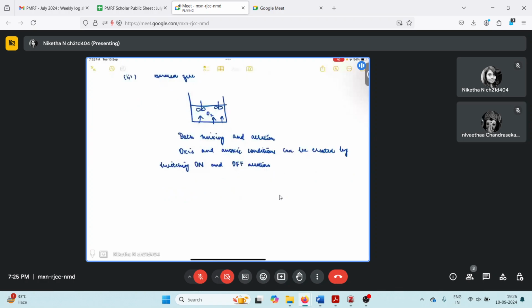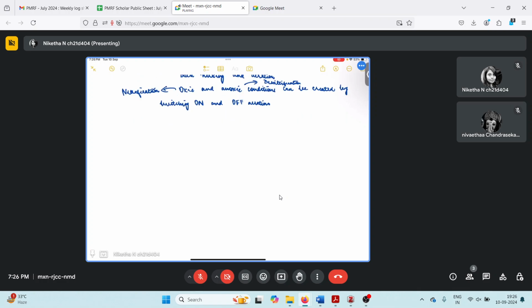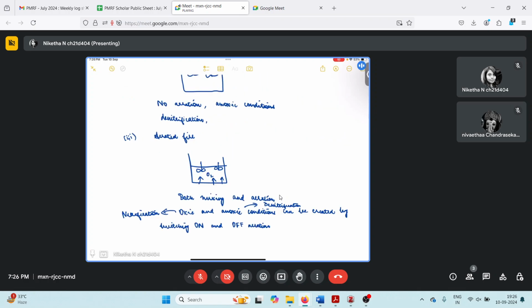So oxic conditions will be required for nitrification, and anoxic for denitrification. Accordingly, we can switch the reactor off and on. So the next step is the react phase.